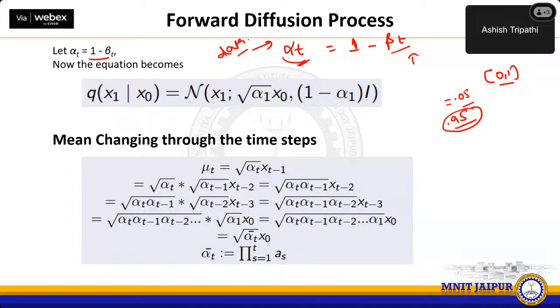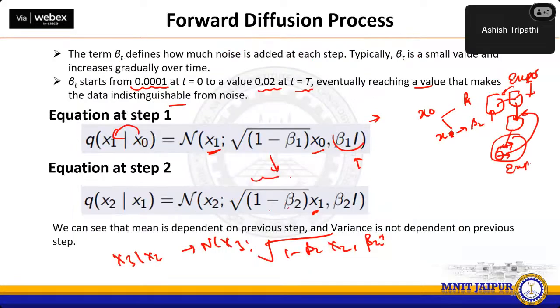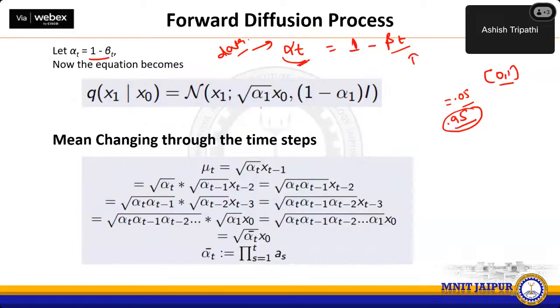So what I did, I did nothing. Not exactly I, rather what was done in the paper. They have just replaced this beta with alpha, where alpha is equal to 1 minus beta. So alpha will come here. In order to make this simple, it is something like this, so the mean will be equal to root of alpha t times x of t minus 1.